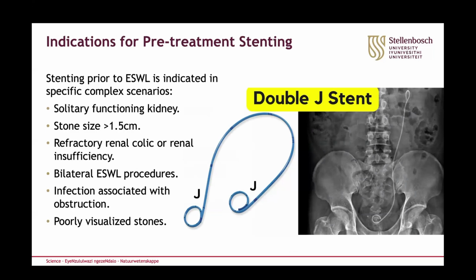Looking at indications for pre-treatment stenting. Stenting prior to ESWL is indicated in some specific scenarios. These include patients with solitary kidneys, a stone size greater than 1.5 centimeters, patients with refractory renal colic or renal insufficiency. If you intend to do bilateral procedures, in patients with infections associated with obstruction, and for stones that are poorly visualized.